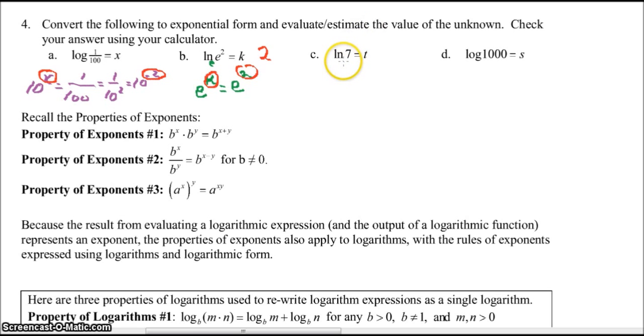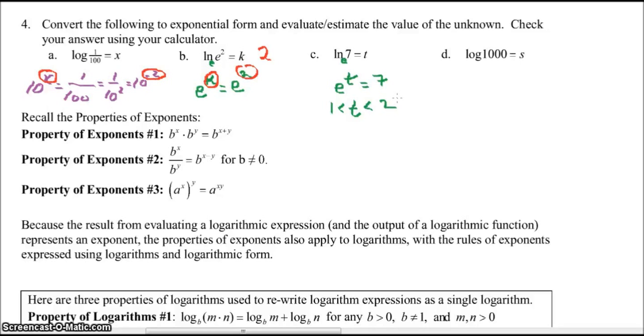Natural log of 7 equals t, so let's just think there's a little e. e to the t equals 7. Well, I know t is going to be in between, I'm thinking 1 and 2. Let me check e squared on my calculator. Yeah, e squared is 7.38906, so t is in between 1 and 2.